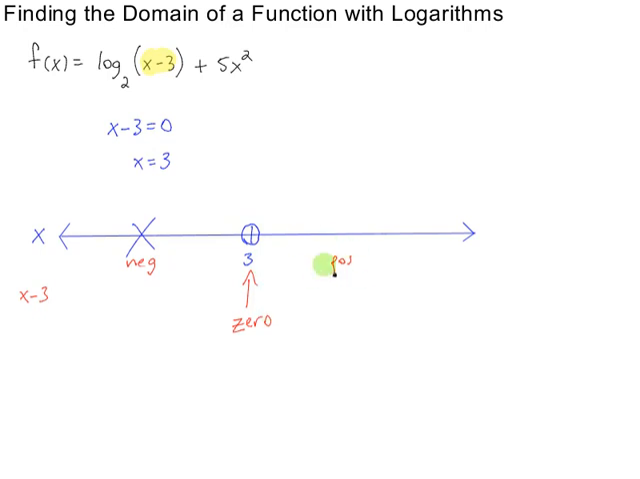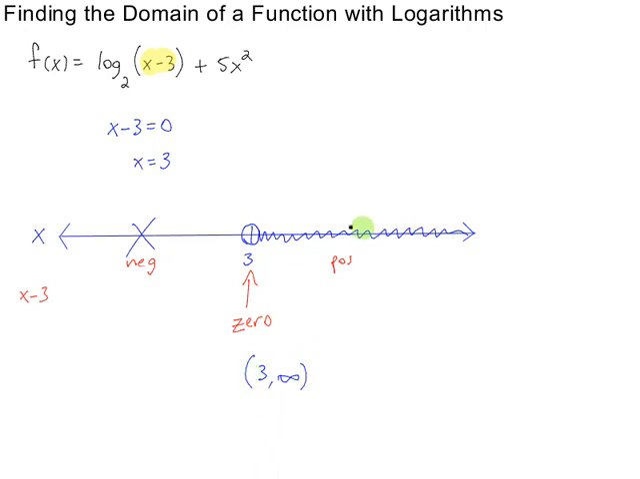Now, can your argument be a positive number? Yes, it can. You can take the log of any positive number. So every number in this region is in the domain of this function. So the domain in interval notation is 3 to infinity, excluding the 3.